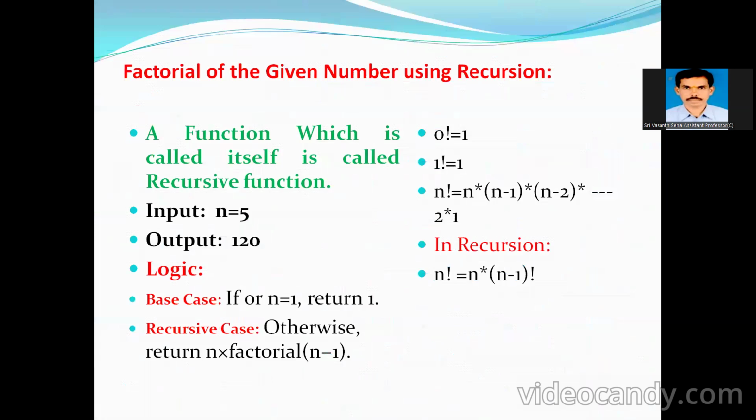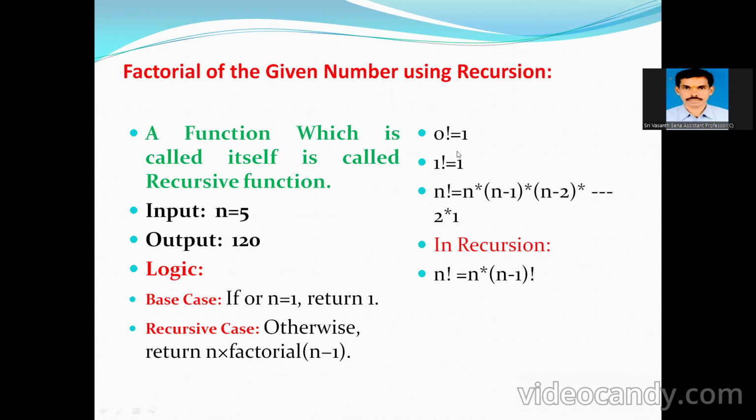So what is a recursive function? A function which calls itself is said to be a recursive function. A function that is self-calling. Suppose I want to find n factorial. So n factorial is equal to n into (n minus 1) factorial. So I am calling this fact function by passing n minus 1. A function which calls itself is said to be a recursive function.